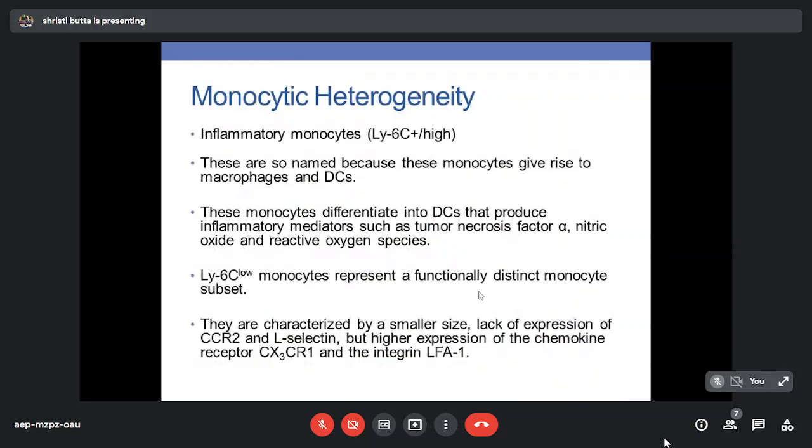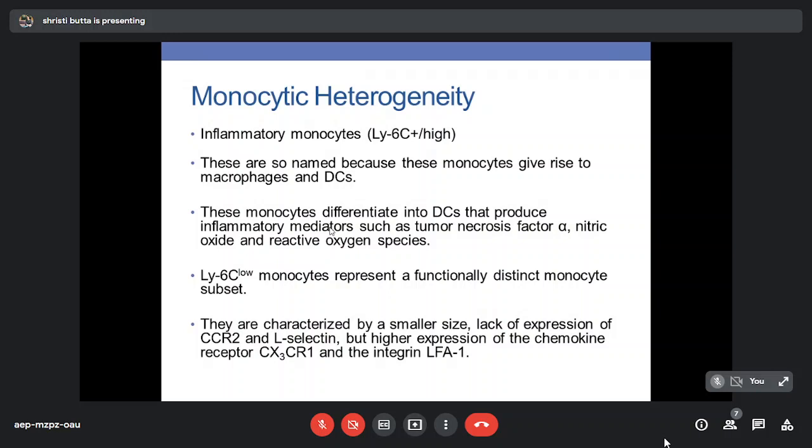Now, coming to the monocytic heterogeneity. If we talk about inflammatory monocytes, these are so named because these are the monocytes which differentiate into macrophages at different sites, such as the kidney, lungs, liver, etc., and into dendritic cells. So these monocytes differentiate into cells that produce inflammatory mediators like tumor necrosis factor alpha, nitric oxide, and reactive oxygen species.